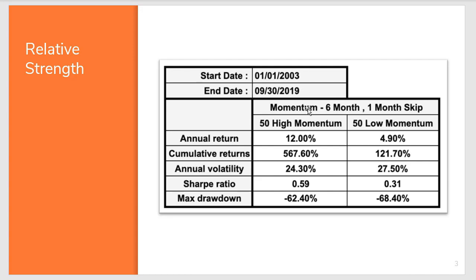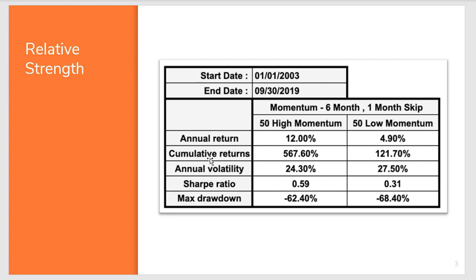And what we can see here is that picking the 50 stocks with the highest 6-month momentum, meaning the 50 stocks that had gone up the most over the last 6 months, well, over these 16 years, that would have returned 12% per year. If you would have chosen the 50 stocks with the lowest momentum that had gone up the least, you would only have made 4.9% per year.